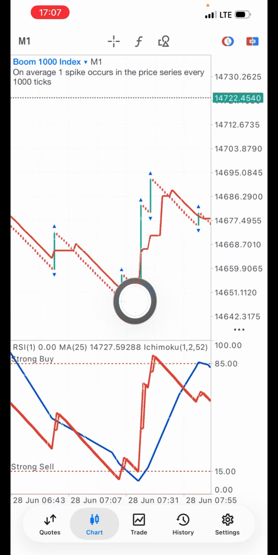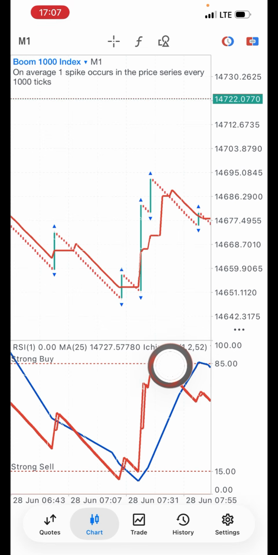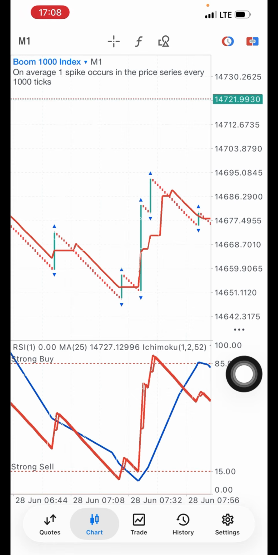Once there's a spike in the market, you take your buy immediately from where the spike stopped. Your stop loss goes below it and you wait for this Ichimoku line to get to the overbought level. Even if price is still spiking up, once it gets to this level, you just exit. You don't know what the market might do next, so you need to play safe, follow the instructions, and you are good to go.